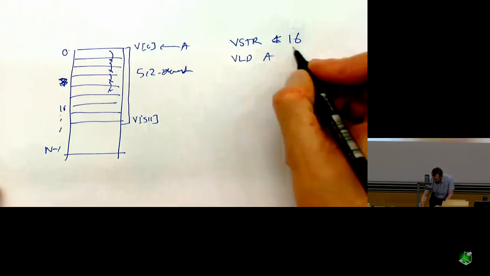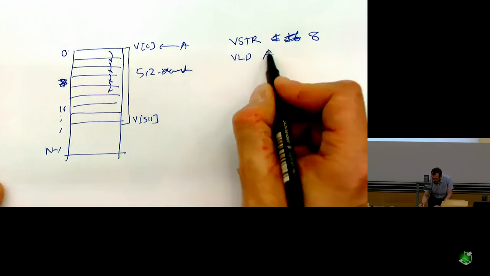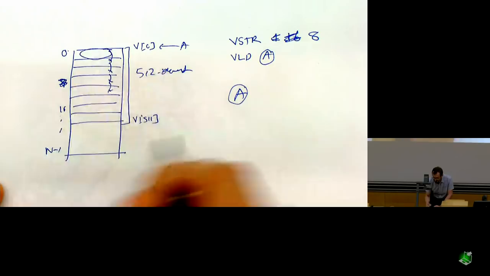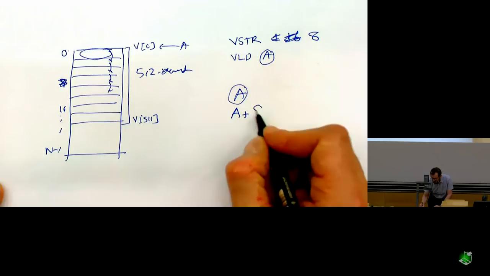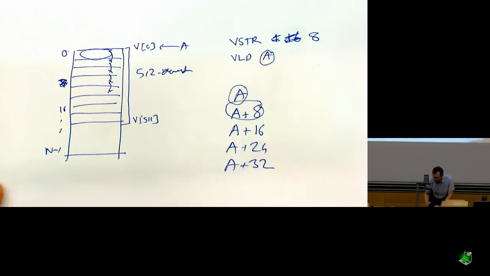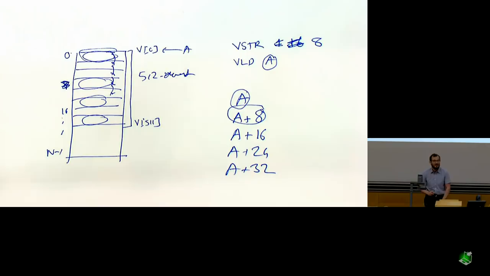Now what this tells the machine is, start from address A. The first element you're going to load is the element at address A. The next element you're going to load is located at address A plus the stride. The next element you're going to load is this one plus the stride. So you keep adding the stride. Right? This way you can access every eighth element of the vector if you need to do so. There might be something in those eight elements, and we will see that in a little bit.